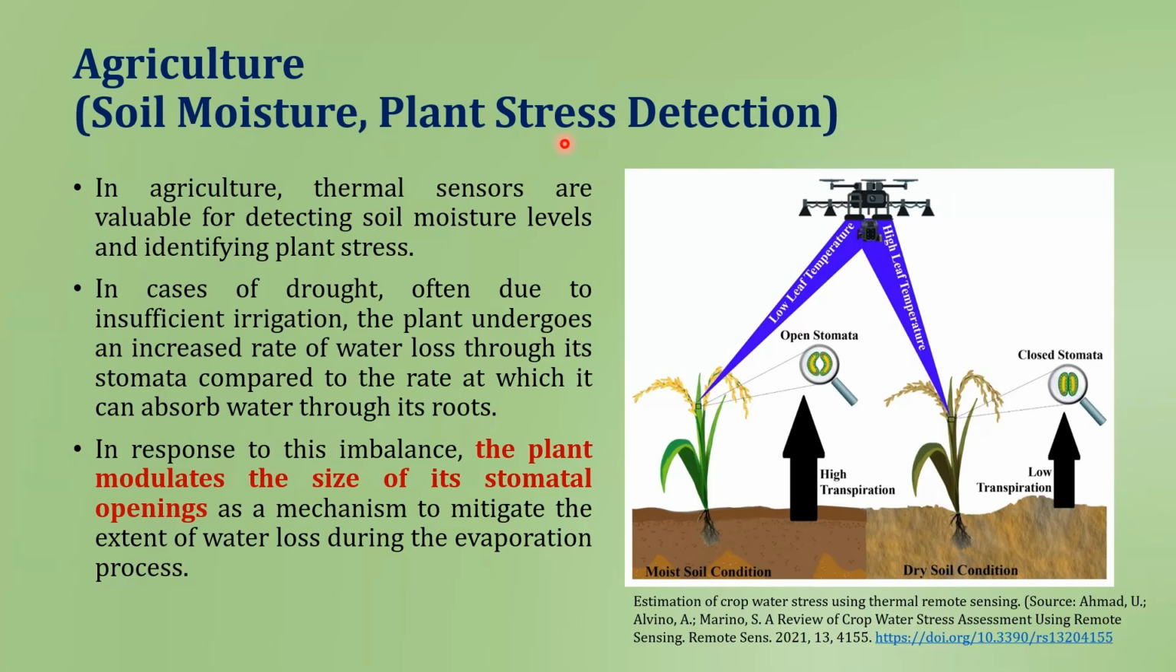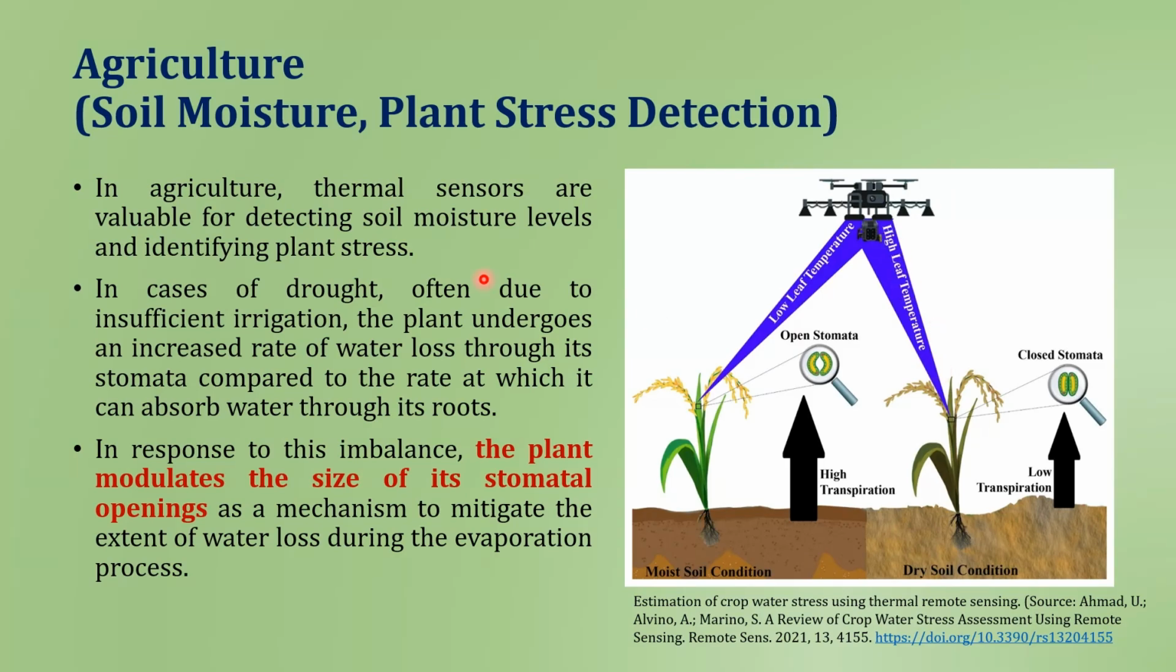Thermal remote sensing can also be useful in agriculture for detecting the soil moisture level and for identifying plant stress. Here, if you see, in the moist soil condition, we have high transpiration and open stomata. So, the sensor records low leaf temperature, while in the dry soil condition, there is low transpiration and closed stomata, and the sensor records high leaf temperature.